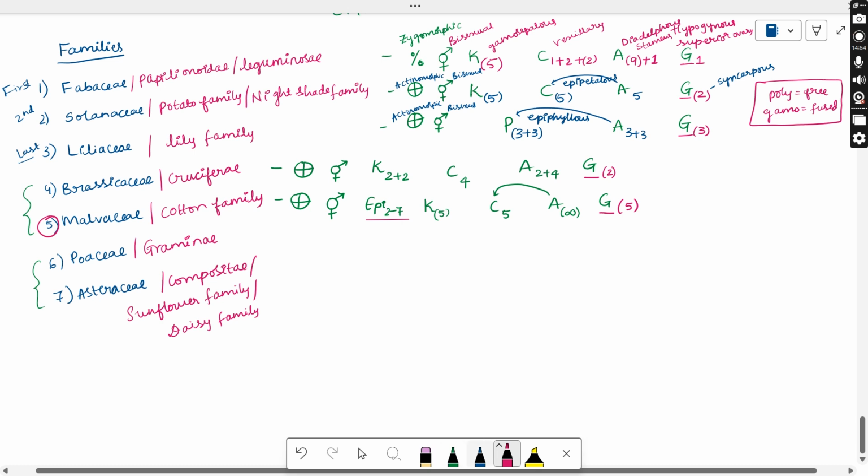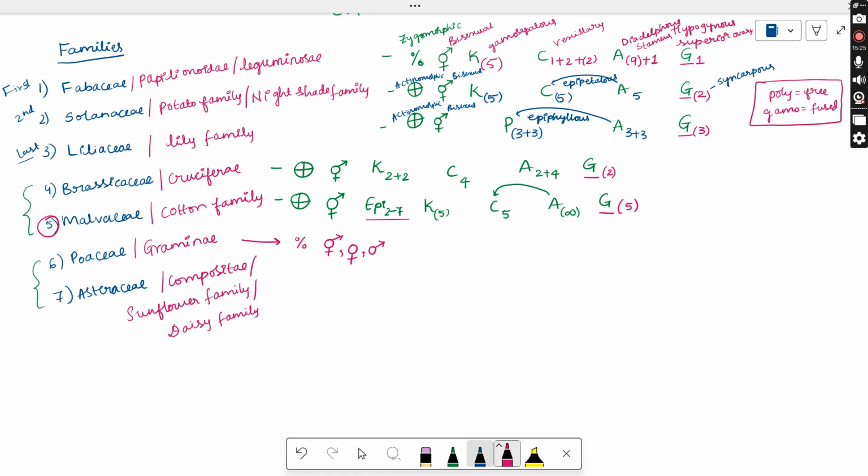So coming to the last two, Poaceae and Gramineae, these are quite special families. Poaceae, also called Gramineae, the flowers are showing the zygomorphic type of symmetry or bilateral symmetry. So here the flowers may be bisexual or unisexual. So either the bisexual may be present or the unisexual. Any flowers can be present based on the type of plant which we are discussing under this.